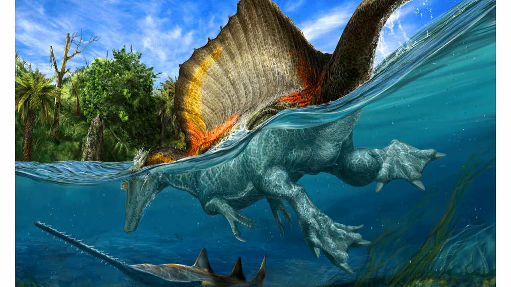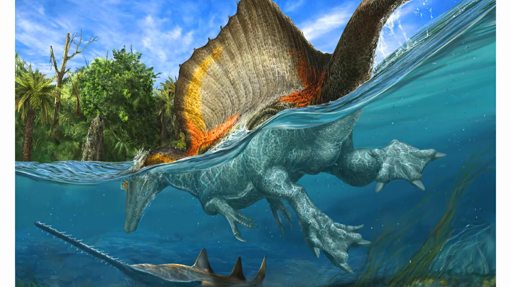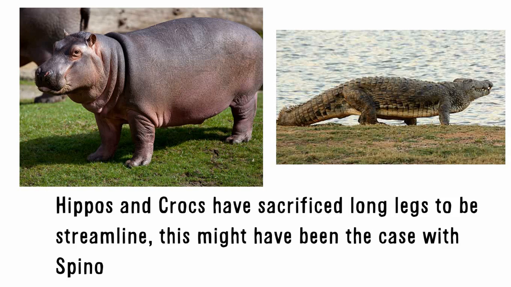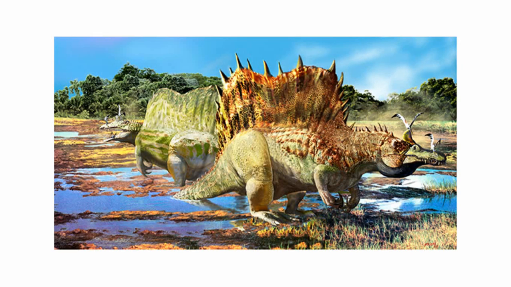The long legs kinda were a handicap for Spino, and it makes more sense for this proven aquatic hunter to be more streamlined, as it is without the long legs. Hippos and crocs, animals that live in similar environments to Spino, have stubby, tiny legs. It makes sense these similar species have similar adaptations for similar environments. For these reasons, the new smaller-legged Spinosaurus simply makes more sense.